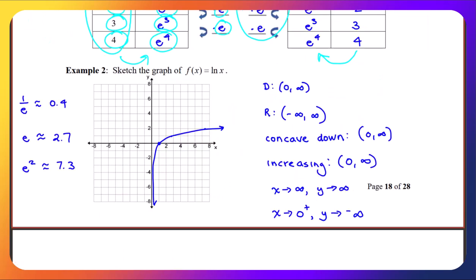In sketching our log graph, here's our old friend 1, 0. The exponent of e that gives us 1 is 0. And then we also have the point e, 1: the exponent of e that gives us e, which is 2.7, is 1. So we have these 2 points, the base of our log and that point 1, 0. And we draw our graph.